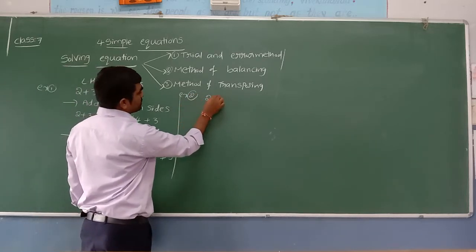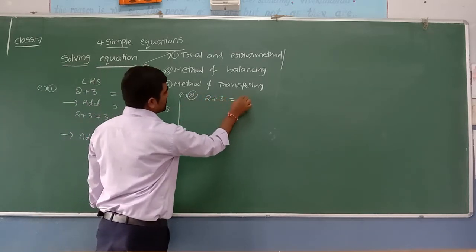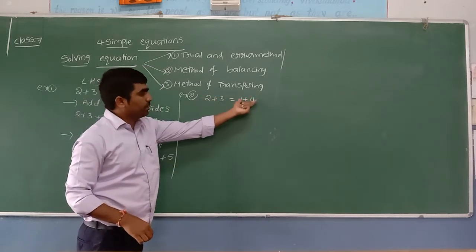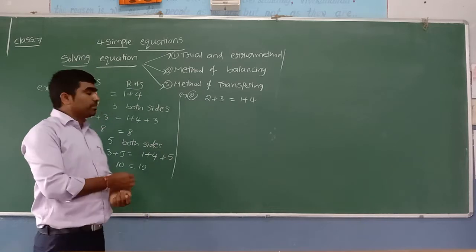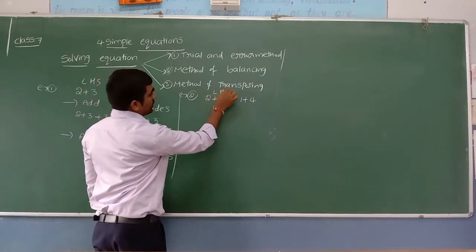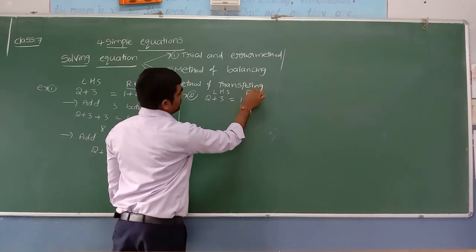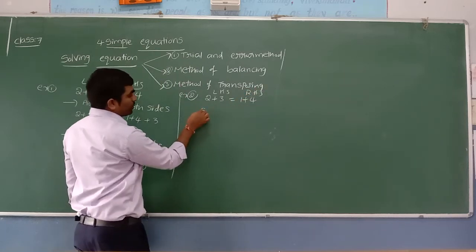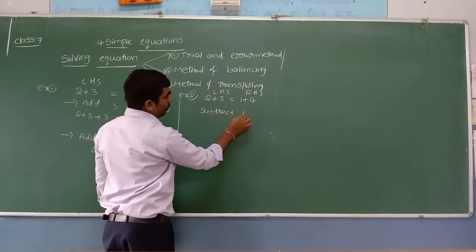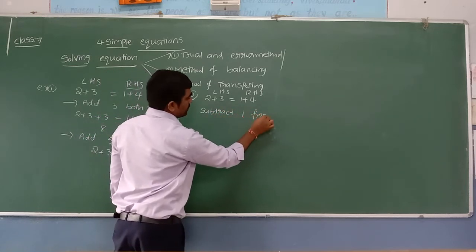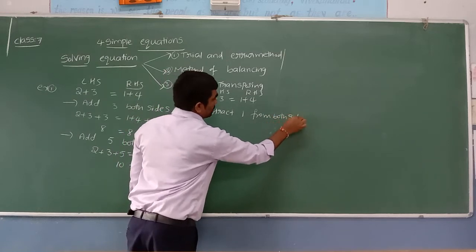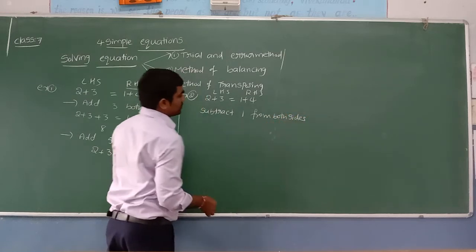Let me take 2 plus 3 is equal to 1 plus 4, which is one true statement. 2 plus 3 is 5, 1 plus 4 is 5. I am taking one true statement. Now I want to subtract. LHS is 2 plus 3, RHS is 1 plus 4. I want to subtract 1 from both sides, I mean LHS and RHS.